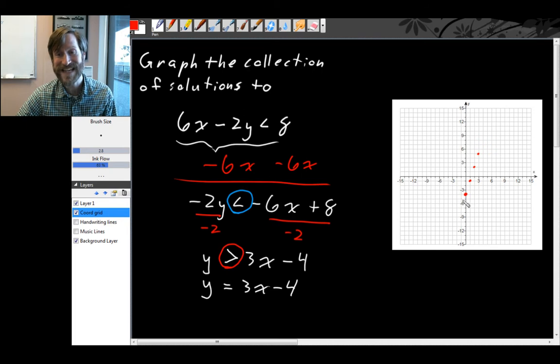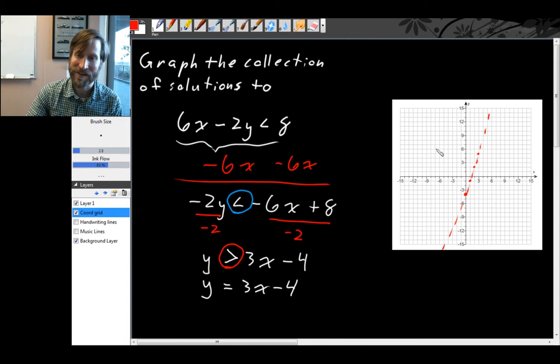We need some way to indicate that this line is splitting the plane in half, but we're not including the line itself. And the way that we do that is by drawing a dotted line. So here's the dotted line through those points. And this line splits the plane into the half that we want and the half that we don't want. But the question is, which half is which? Do we want the half above or the half below the line?